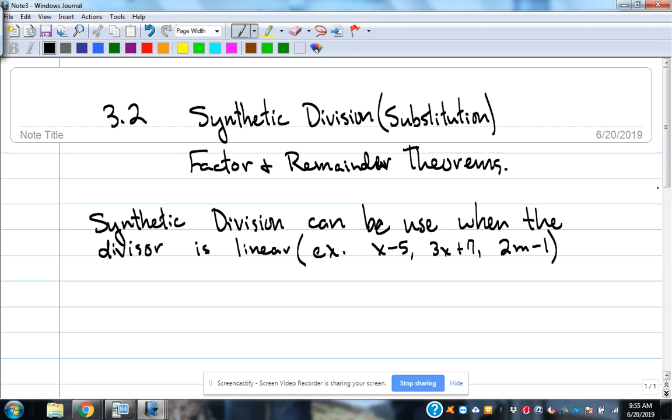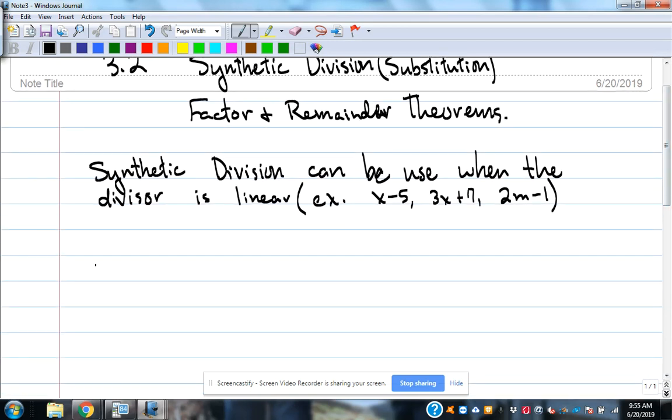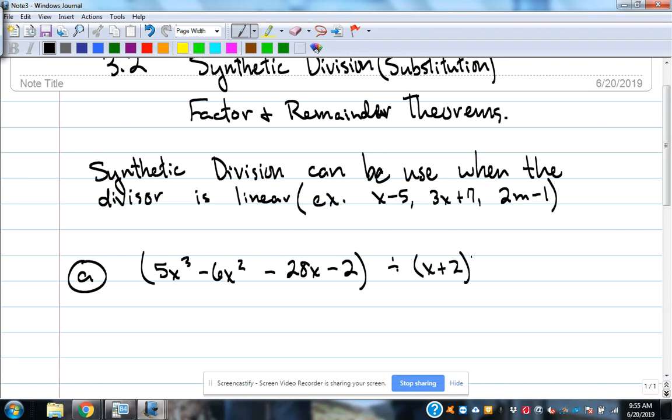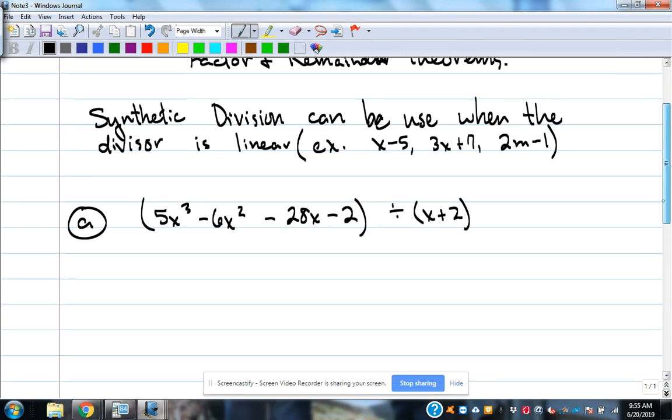So let's start with a nice problem here. Let's take 5x to the third minus 6x squared minus 28x minus 2 divided by x plus 2. Okay. So synthetic division, you can use that on this because the divisor here is linear. It's got a plain x and a number. Anytime the divisor is linear, you can use synthetic division.